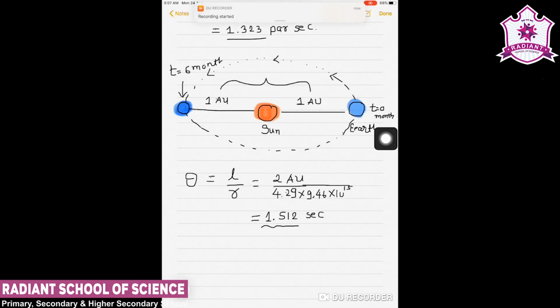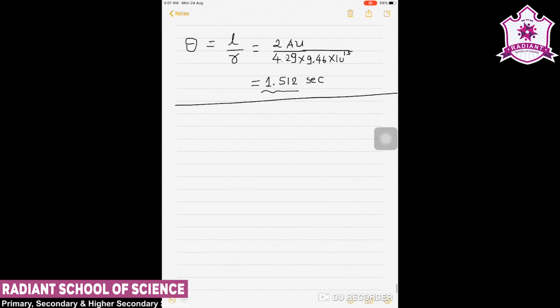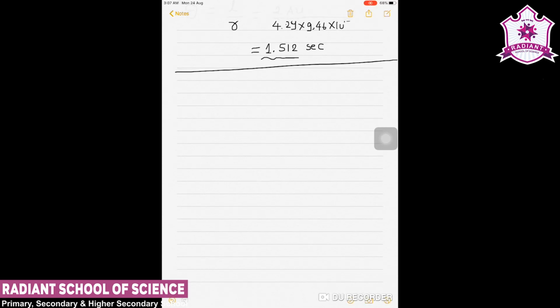Now we will see the next example, that is example number 24. Now in this example we are given a very simple information. This is also done previously. This type of example is done in our earlier lecture, but this is the last example of the exercise.